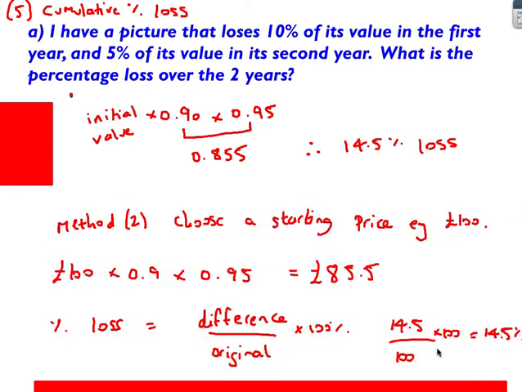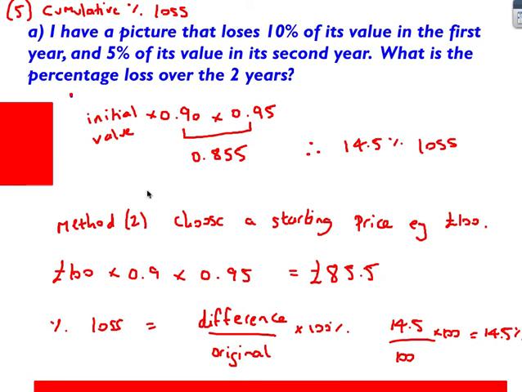You may prefer to do it this way. This works as well. Just choose a starting price. It doesn't matter what you choose, the method will still work. I'll choose £100. So my picture costs £100. I reduce it by 10%, so it's times by 0.90. And then I reduce it by 5%, so it's 0.95. And the new amount, well, what happens if I do that? 100 times 0.9 times 0.95 is 85.5. Okay, so I started at 100, finished at 85.5.